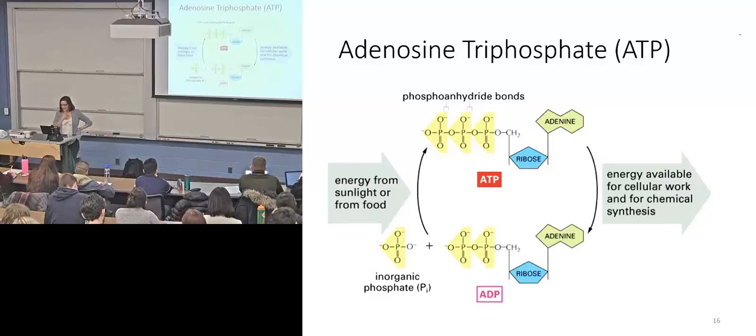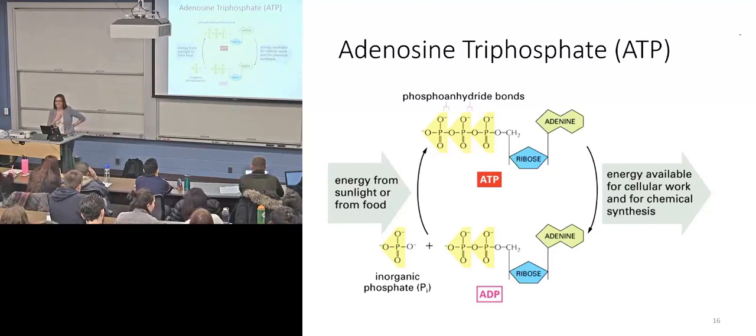ATP. Is ATP a nucleotide? Yes or no? I have a head shaking yes. Yeah, right? It has all the parts that define a nucleotide.